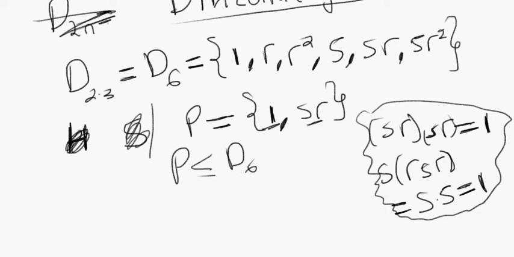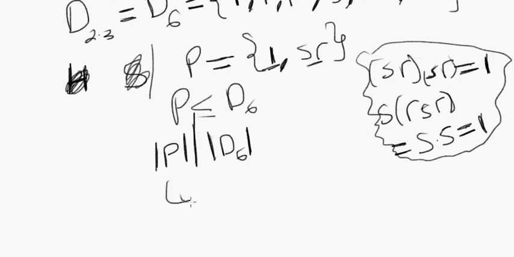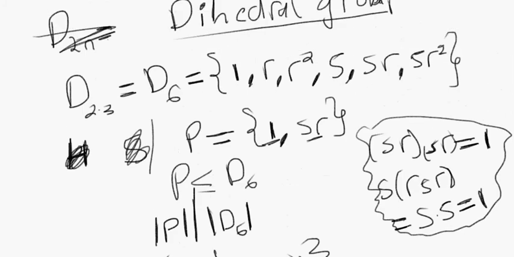Having verified that, observe that the order of P does indeed divide the order of D6. And it does, doesn't it? What's the order of P? 2. What's the order of D6? 6. What's 6 divided by 2? Well, some natural number, otherwise known as 3. So indeed, we are observing that Lagrange's theorem actually holds. The order of every subgroup must divide the order of the group.